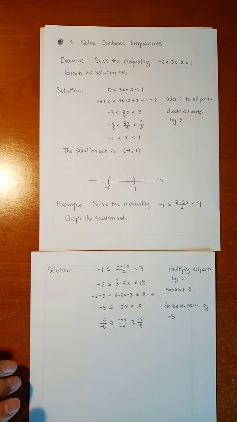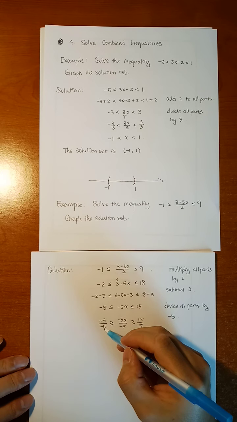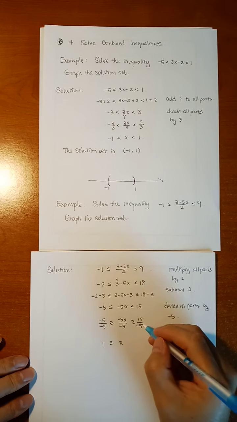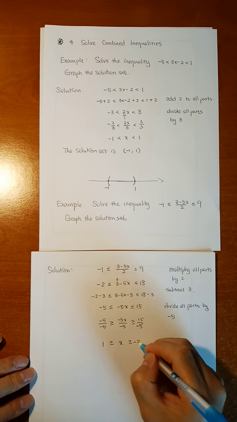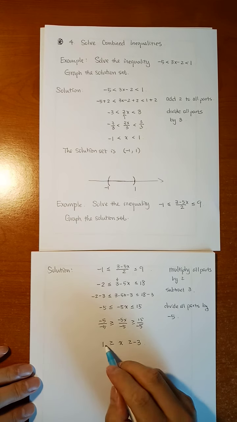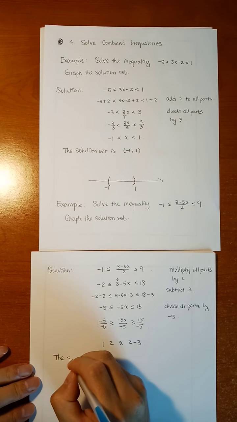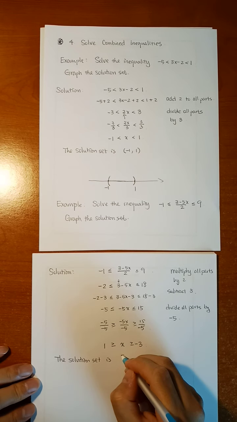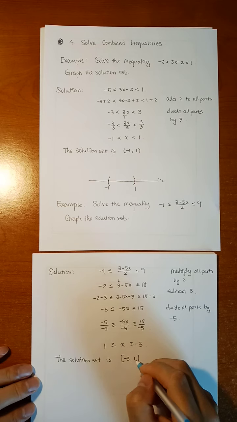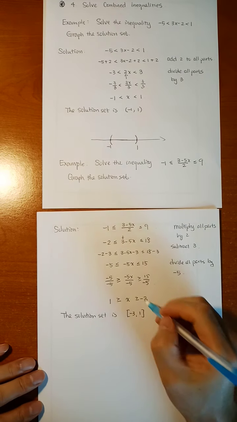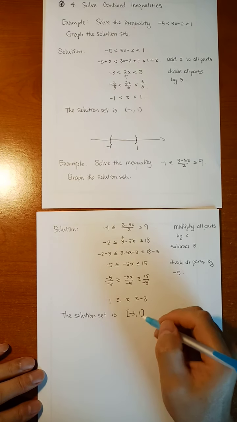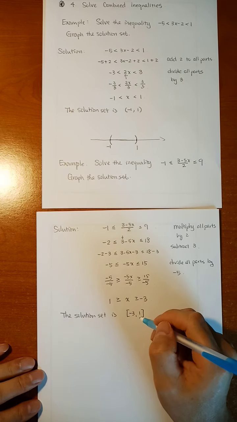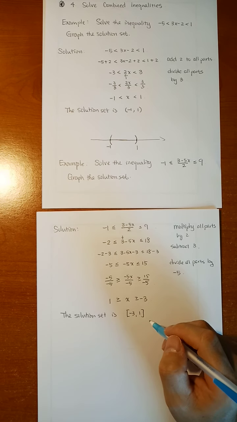Okay? And the rest of the step is simplification. -5 over -5 is 1. -5 cancelled, x. 15 over -5 is -3. So x is between -3 and 1. The solution set is -3 and 1. You need to use a bracket because it has inequality. And you always write the small number first. Even though your inequality starts from 1, when you write the interval, it's from -3 to 1.